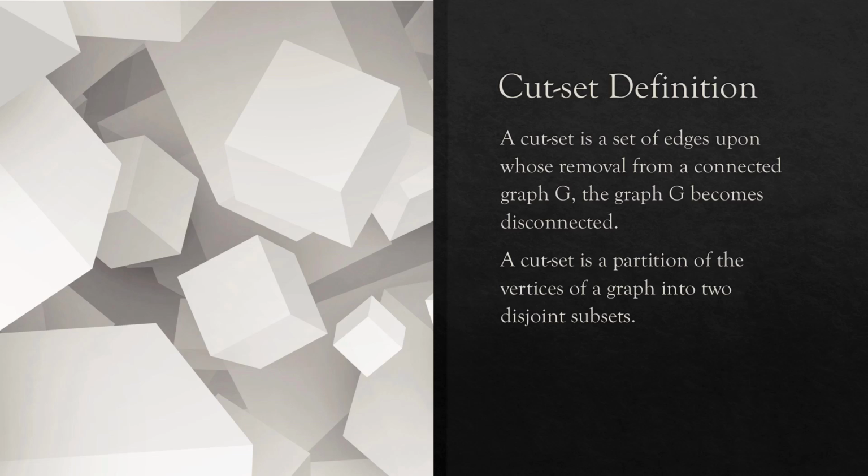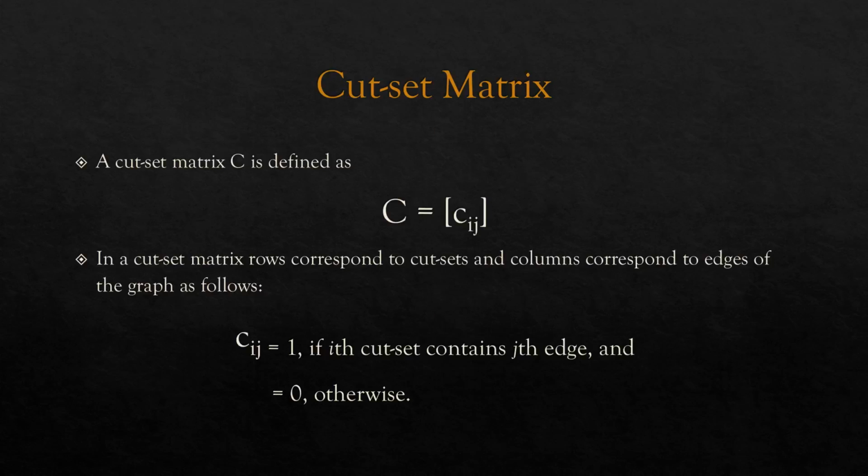So, what is a cut set? A cut set is defined as a set of edges upon whose removal from a connected graph G, the graph becomes disconnected. We've learned this in module 4, and it also partitions the vertices of a graph into two disjoint sets. In this slideshow, we'll be looking into the cut set matrix.